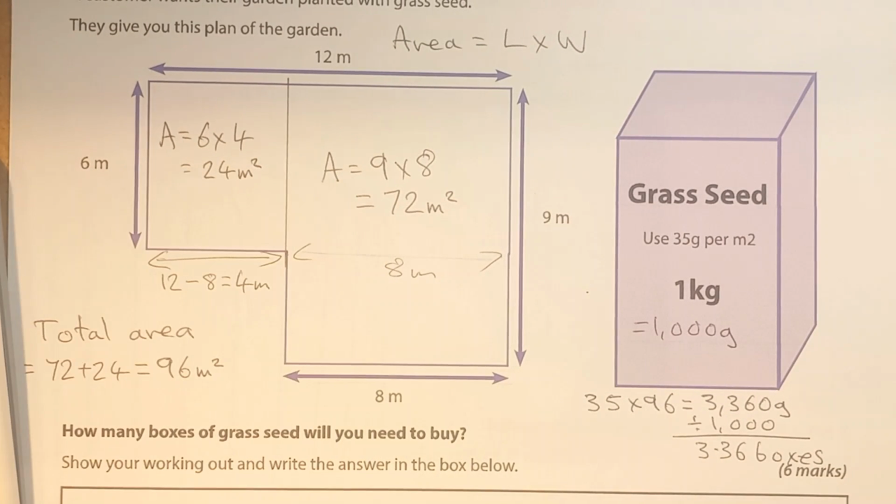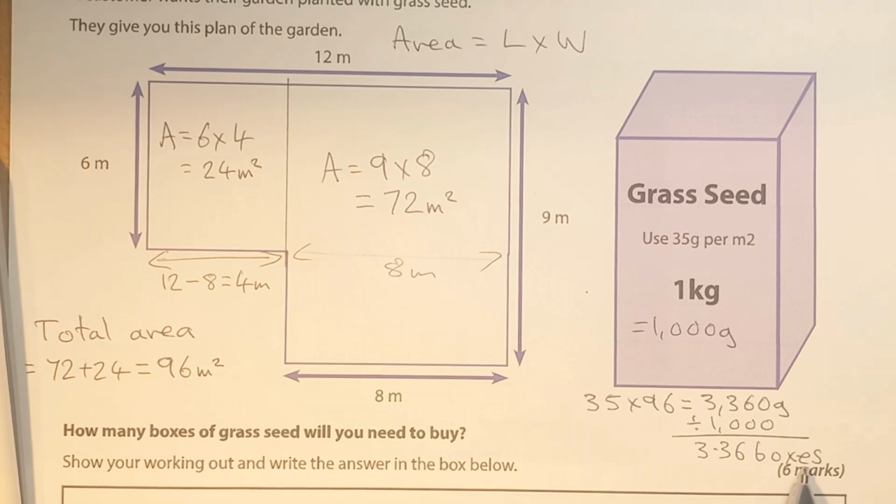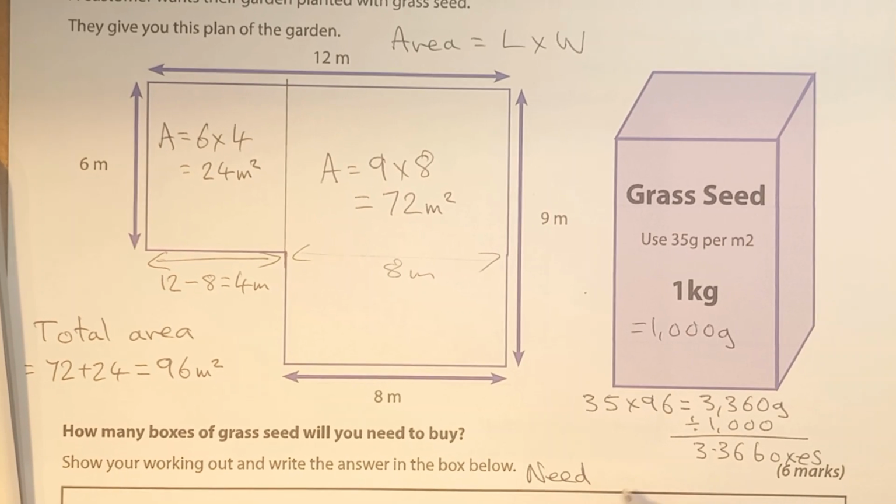Well, if you try and go in a shop and say, I want 3.36 boxes, they're going to say, I can't sell you 0.36 of a box. You're going to have to buy 4 boxes.